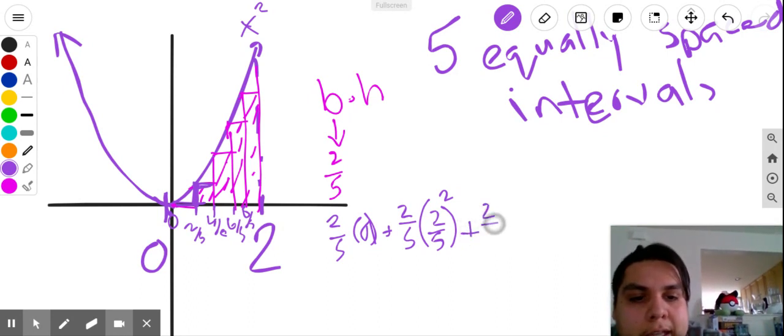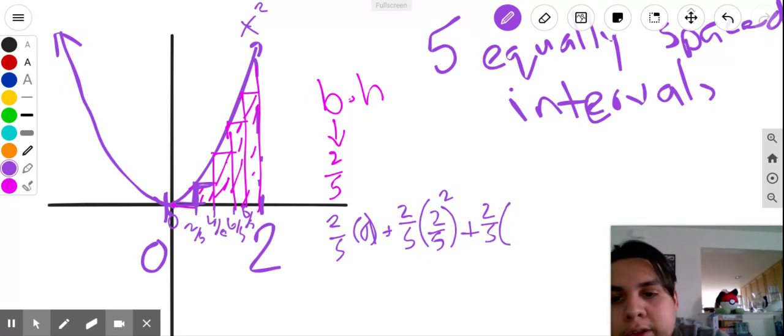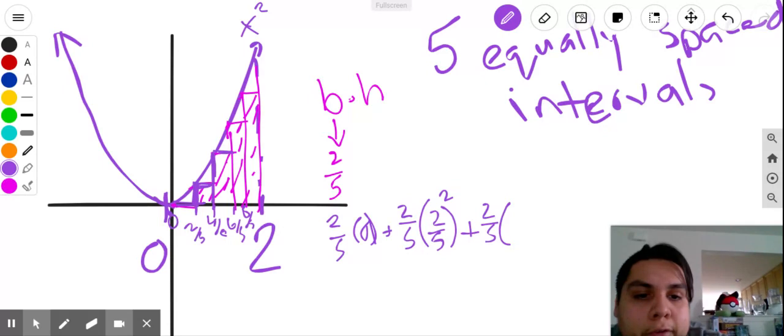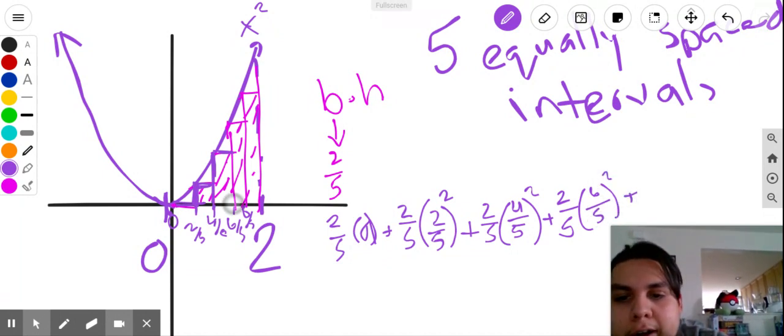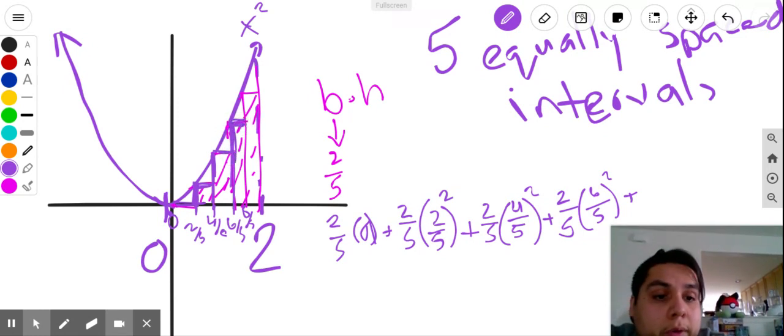Plus, and again, the base is 2/5, but now if I do the next one, it goes up to here and it goes over, and that's starting at 4/5 would be 4/5 squared. Plus, and hopefully you guys are getting the rhythm for how this is going, 6/5 squared plus, because again, right here at 6/5, I go straight up, then I go over to draw my rectangle. So that's how I get my height. The base is still always 2/5.